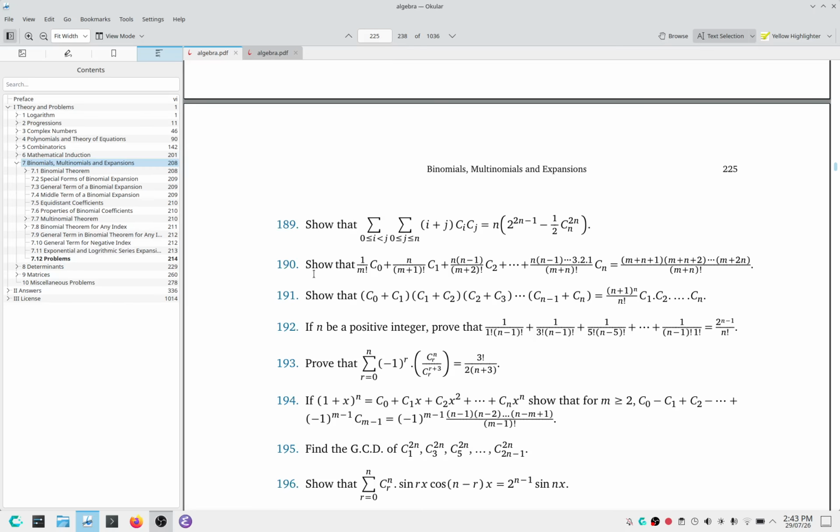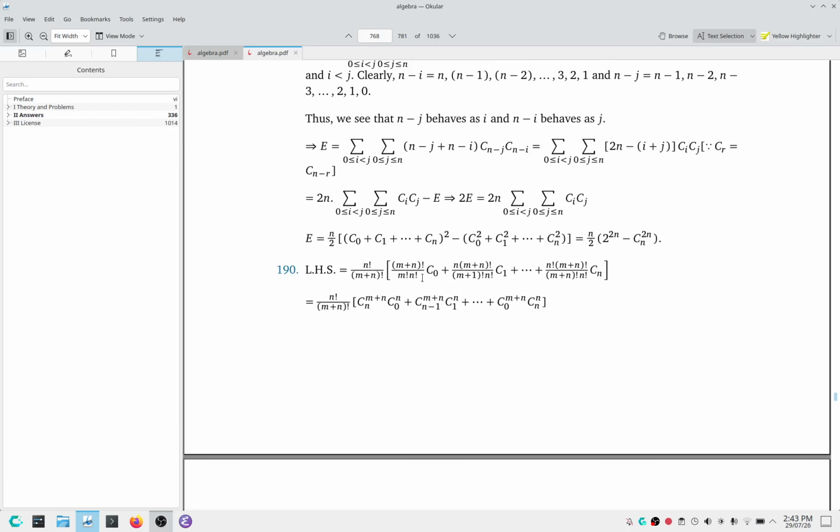Question 190 says to show that 1 upon m factorial C0 plus n upon (m plus 1) factorial C1 plus n times (n minus 1) upon (m plus 2) factorial C2 and so on, up to n times (n minus 1) up to 3 times 2 times 1 upon (m plus n) factorial times Cn, is equal to (m plus n plus 1) times (m plus n plus 2) up to (m plus 2n) upon (m plus n) factorial.